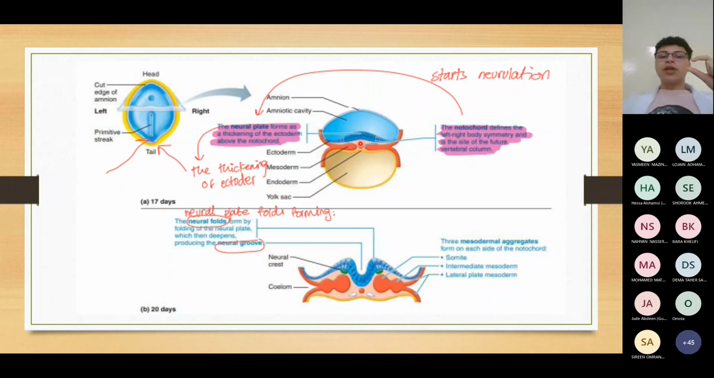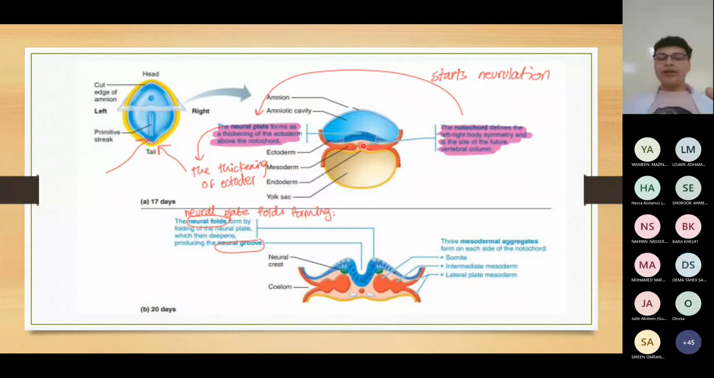When it starts to thicken, we call it what? A neural plate, okay? So when the neural plate starts to thicken, let's say for example, you have a high mass and low mass on the outside. What's going to happen to the high mass in the center? It's going to start to go down, right? Because it's thickening, it's going to start to go down. So whenever it goes down, it's going to form a groove. We call this groove a neural groove. And these folds, as you can see here, we call them neural folds.